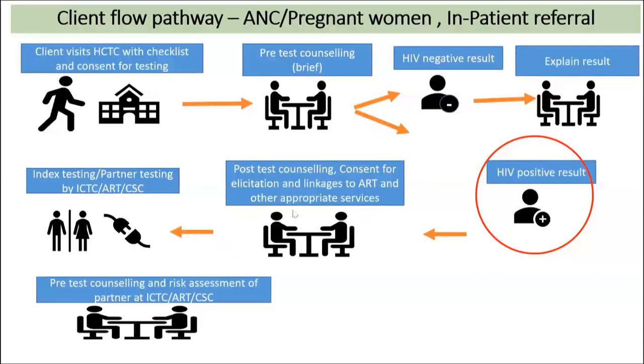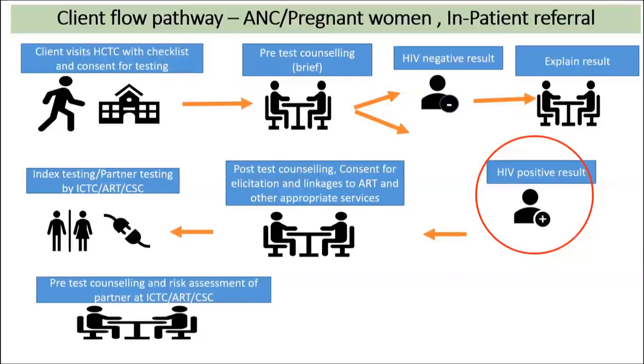And after taking the consent for the contact elicitation and everything, we can do the partner testing or index testing. It is not necessary to be done by the ICTC staff only. It can be done at a later point at the ART center or at the care and support center also, based on the practical feasibility and acceptance of the client. And then the partner of the client can also be contacted, and then pre-test counseling and risk assessment of this partner can also be done.